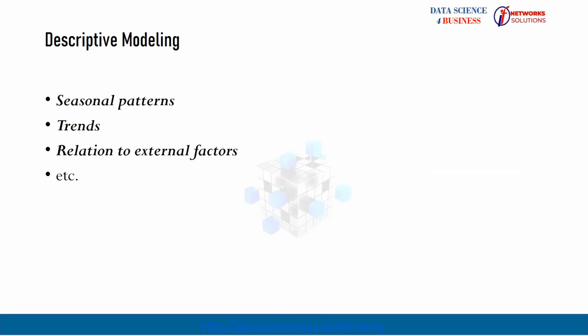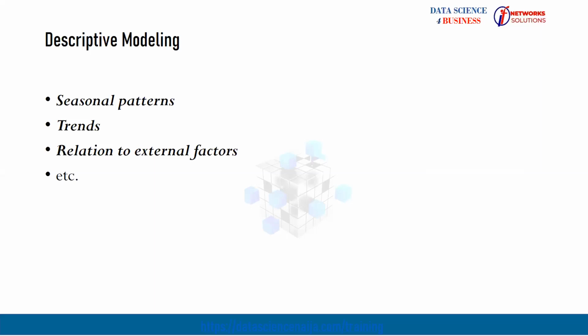So descriptive modeling. For descriptive modeling, we use it to determine the components of a particular time series data. There are several components, and we're going to be talking about that later. So in descriptive modeling, we want to determine the components, for example, seasonal patterns, trends, relation to external factors, and so on and so forth. And of course, this can be used for decision making and policy formation.